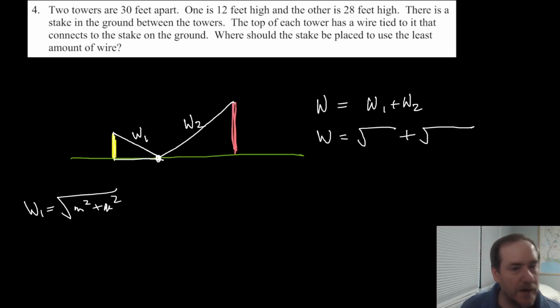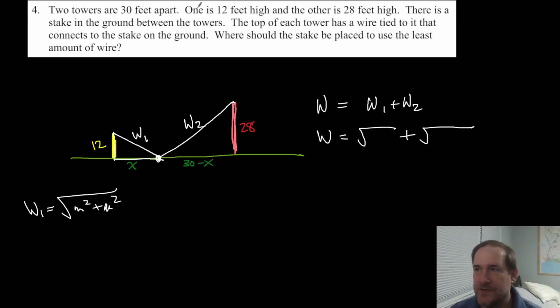Okay, so this one is about the two towers that are 30 feet apart. One is 12 feet high, the other is 28 feet high. So you can see I've drawn some towers out. This is the shorter one, that one's 12, then the taller one is 28. And we know the distance between them is 30. So if we were going to mark this distance on the smaller tower, if we call that x, then the other one would be 30 minus x.